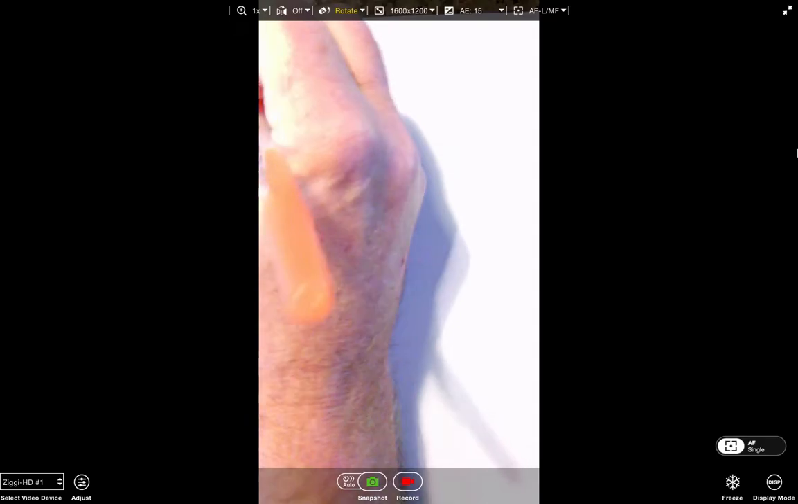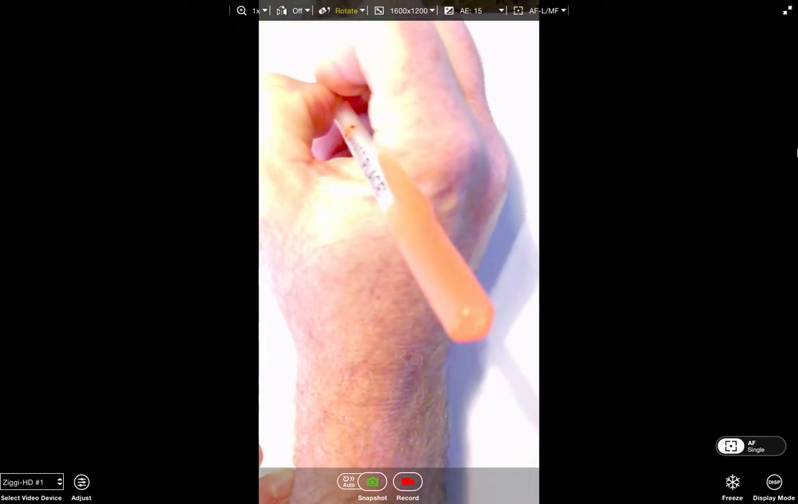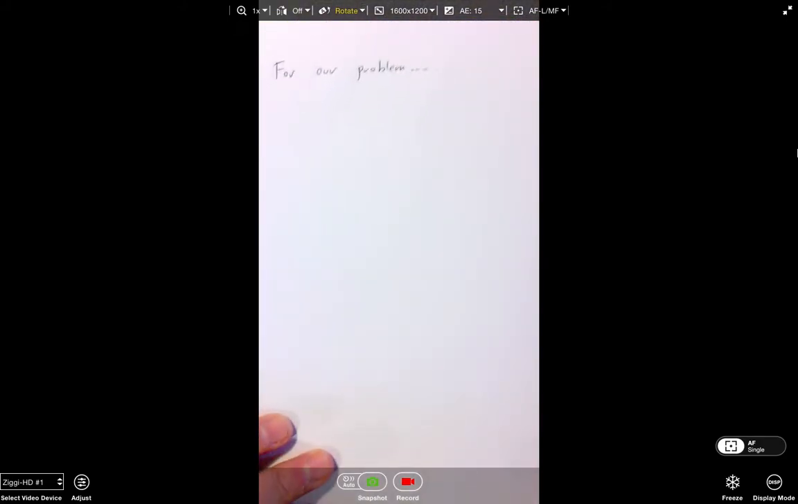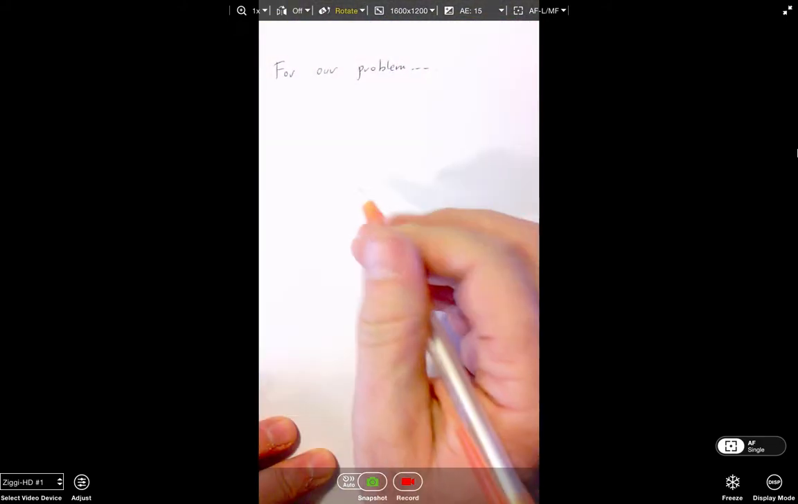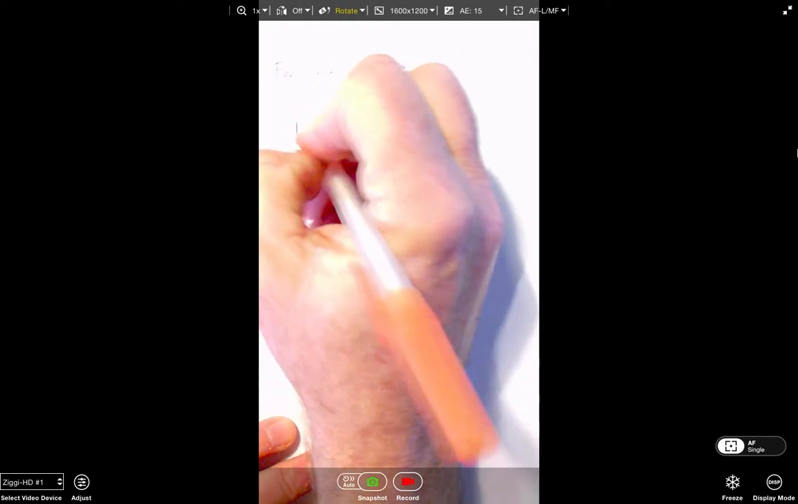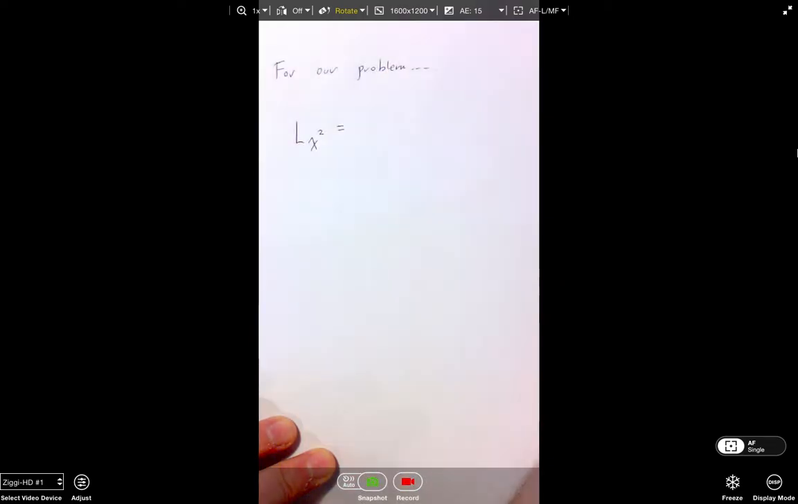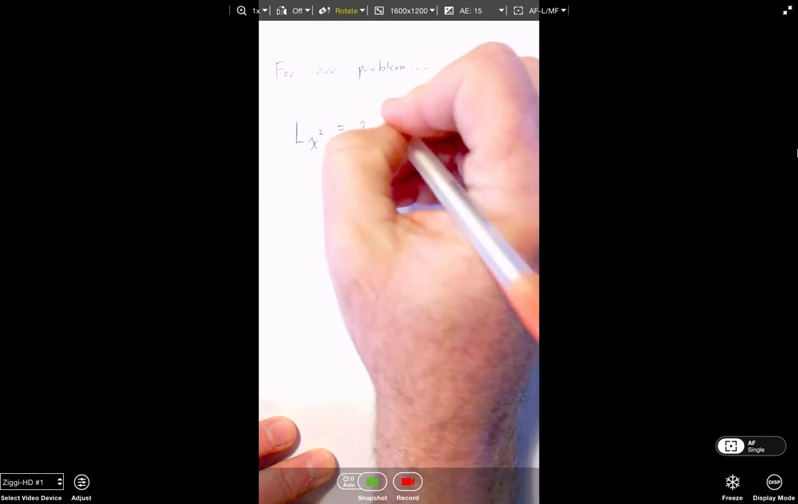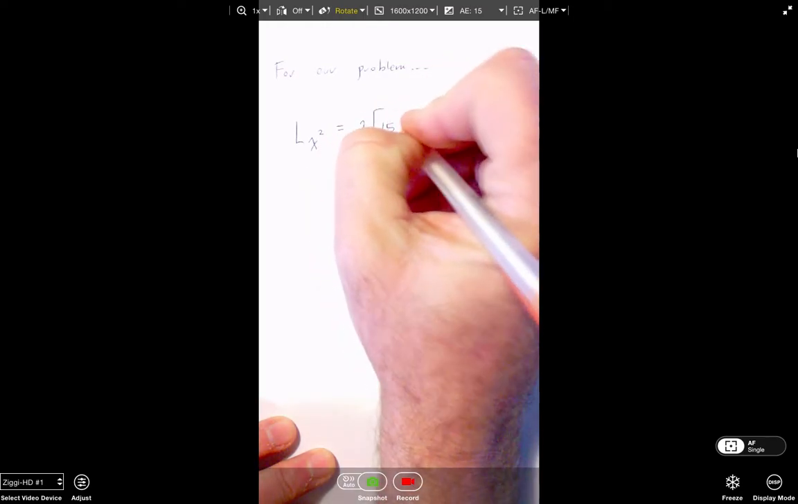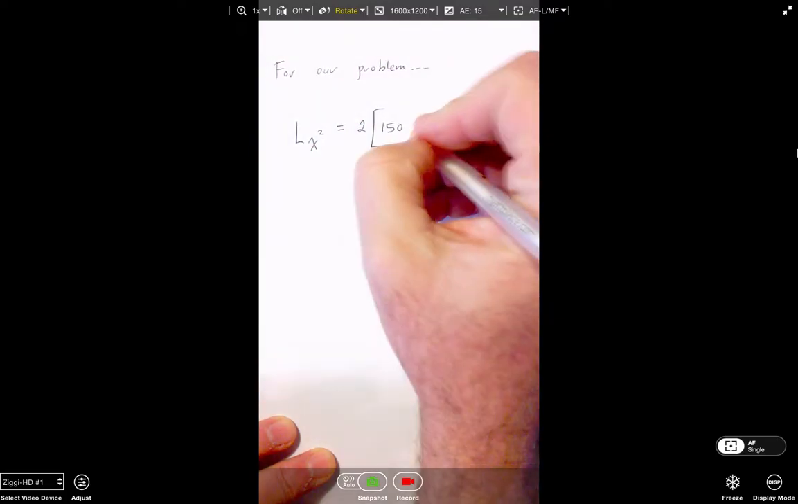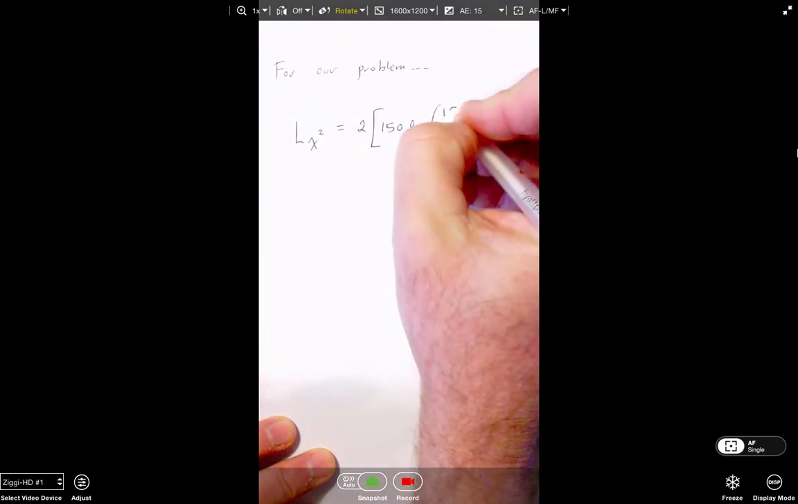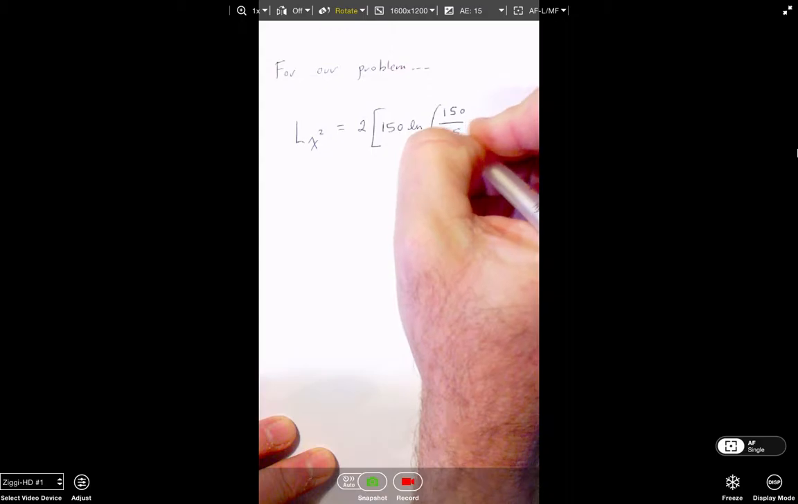So, you know, guys, for our situation, we would have that the likelihood chi-square is equal to 2 times 150 times the natural log of the observed value over the expected value.